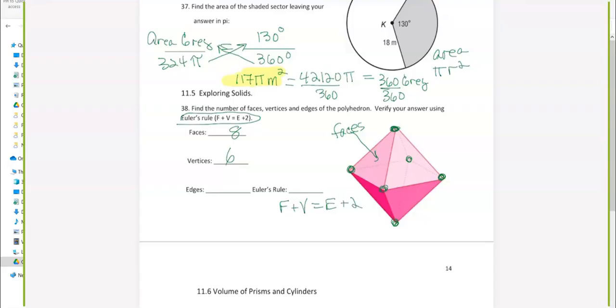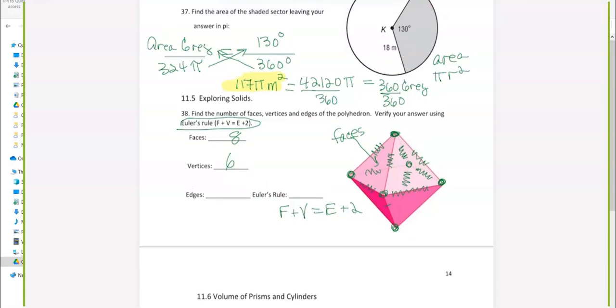Sometimes I find the edges hard to count. So, for example, this is an edge. So here's 1, and then inside I can't really see them. 2, 3, and so on. 4, here's 5, 6. Okay, so I can keep going. 7, 8, 9, 10, 11, 12.